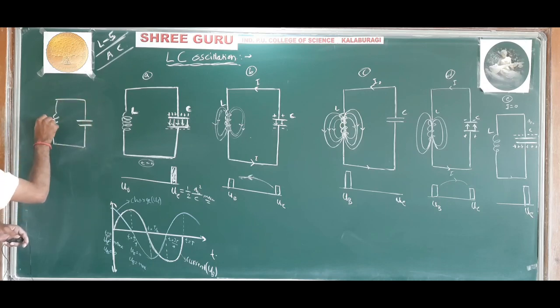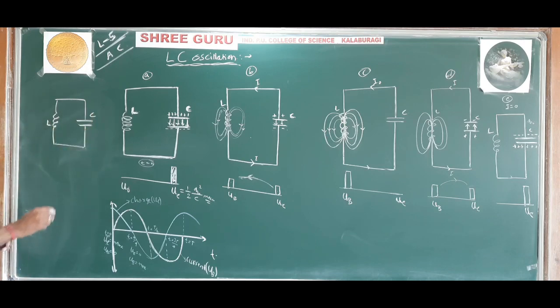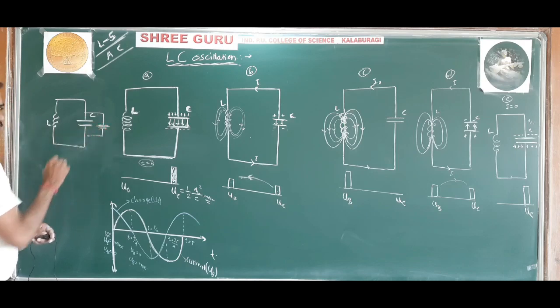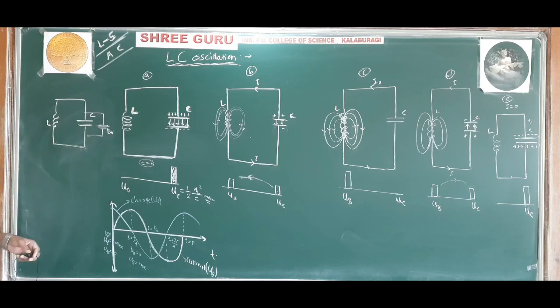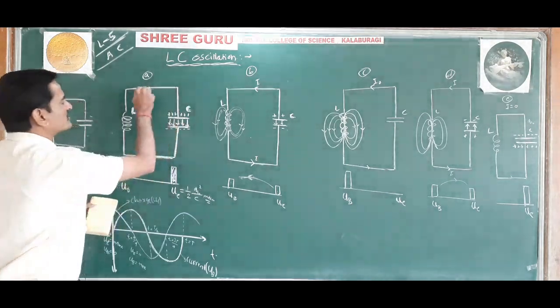That is an inductor, a pure inductor of inductance L, and a pure capacitor of capacitance C. First, the capacitor is charged using an external battery. When the capacitor is fully charged, it is then allowed to discharge.